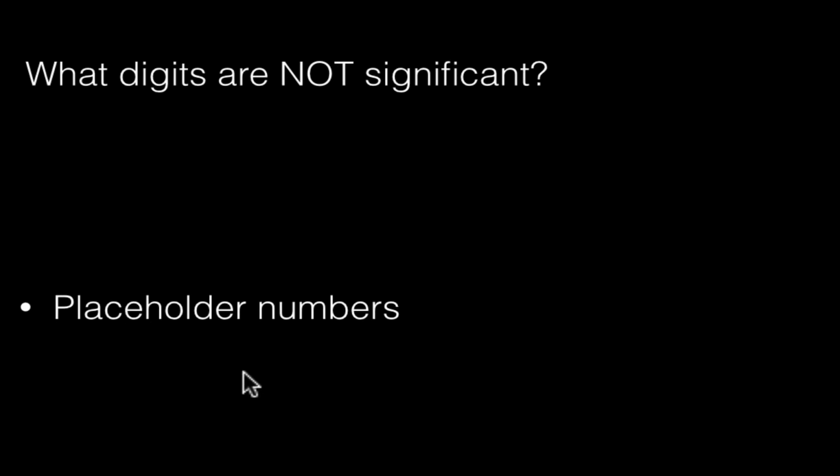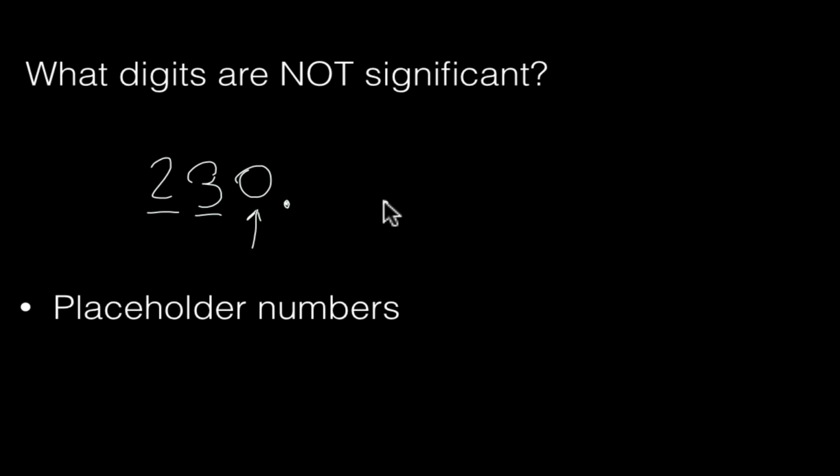I'm going to give you guys some examples here. So if we have 230, in this case, this one is significant, this one is significant. This number, however, is not significant. It's just a placeholder. It's just pushing this 2 and this 3 one digit away right here. So that one is not significant.